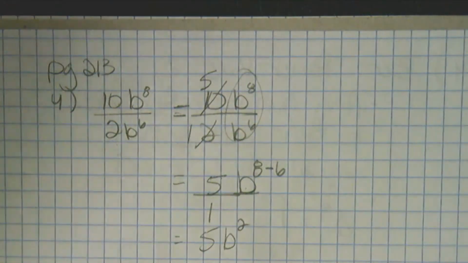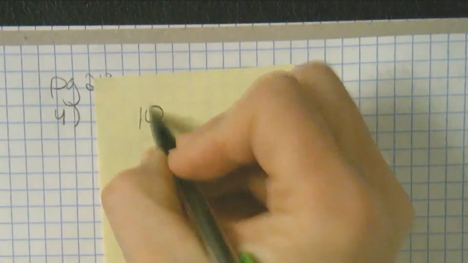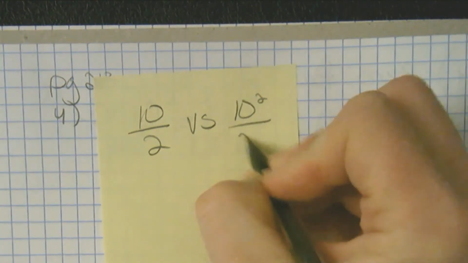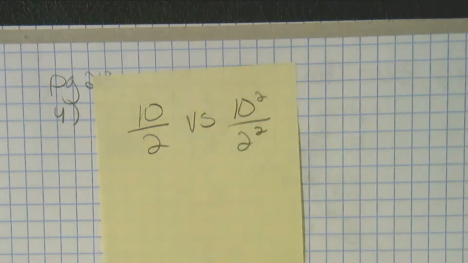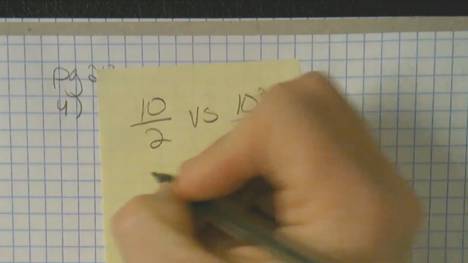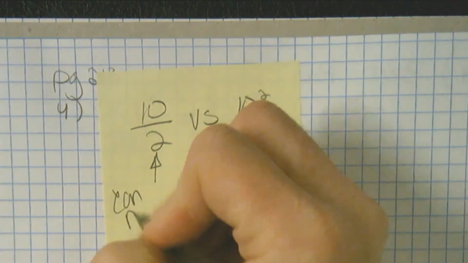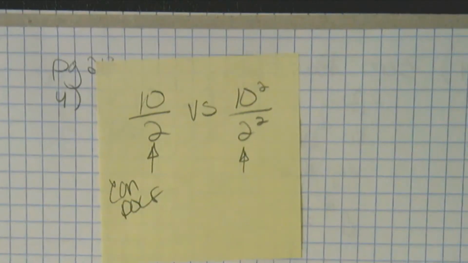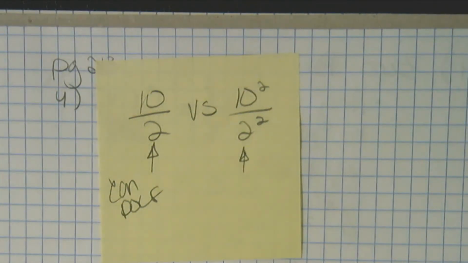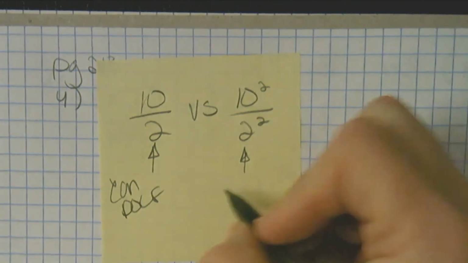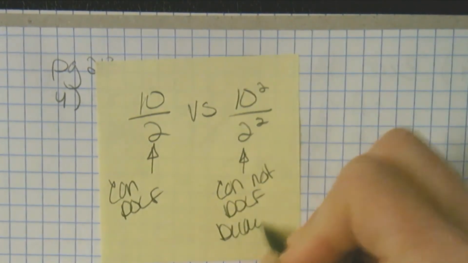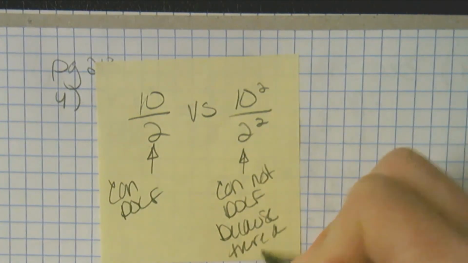Yes. However, I want you guys to compare this. I have 10 divided by 2, versus 10 squared divided by 2 squared. We already talked about that we can divide out common factors on that first one. Can I divide out common factors on the second one? Aaron? Yes, that's exactly right. I cannot divide out common factors here because there are exponents.